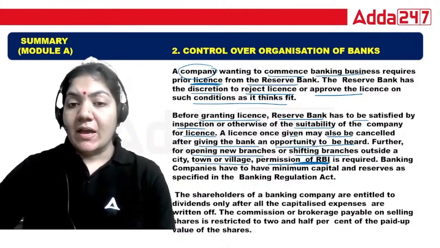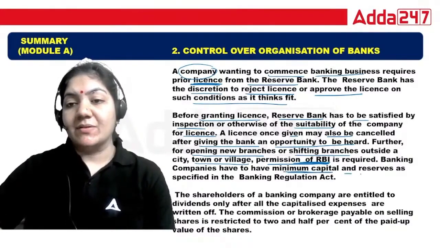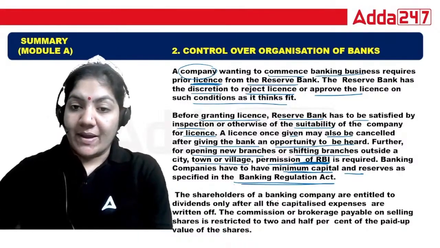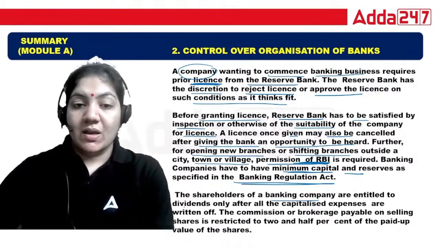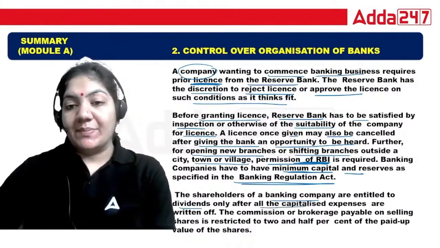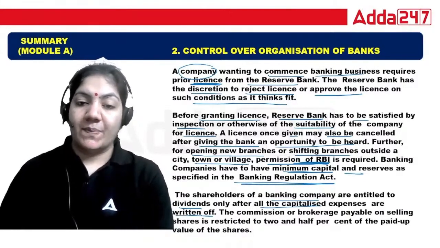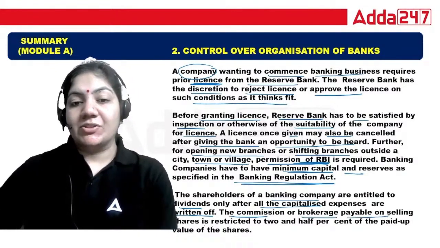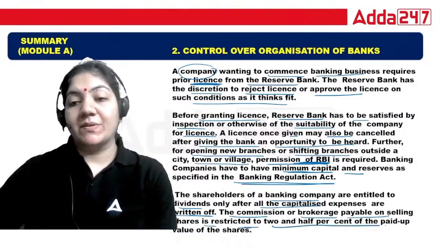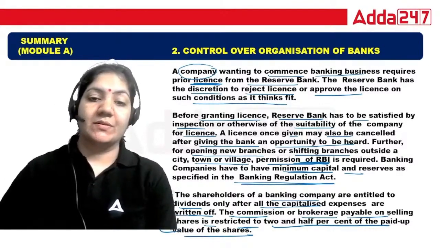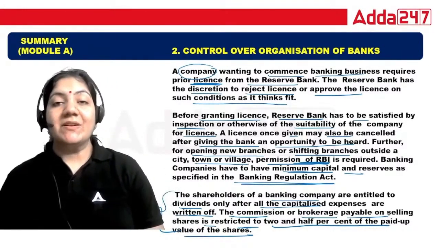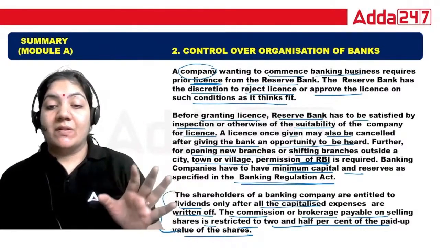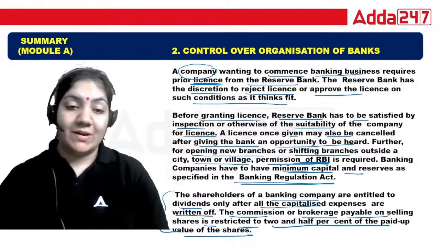Banking companies have to have minimum capital and reserve as specified in the Banking Regulation Act. The shareholders of the banking company are entitled to dividends only after all capitalized expenses are written off. The commission or brokerage payable on selling shares is restricted to 2.5% of the paid up value of the share. That is important. Dividend means the profit that is generated in the company. So the dividend will be paid only after the capitalized expenses are written off. That is again important.